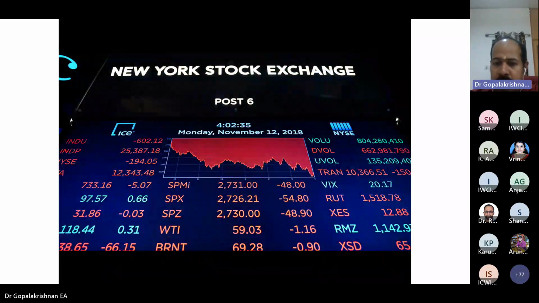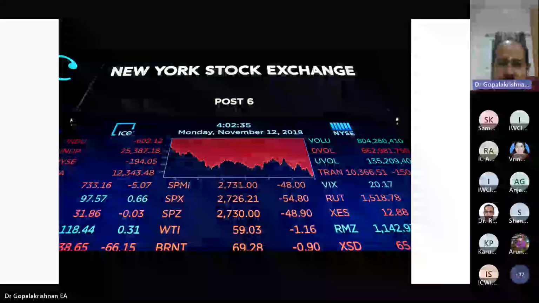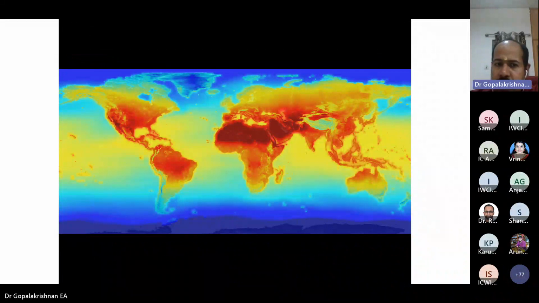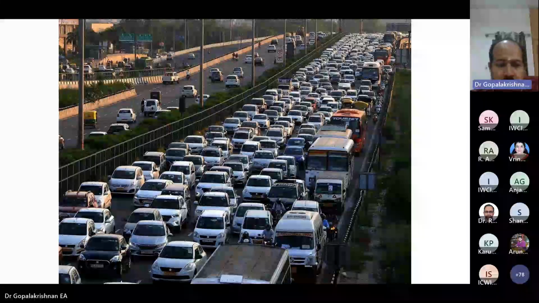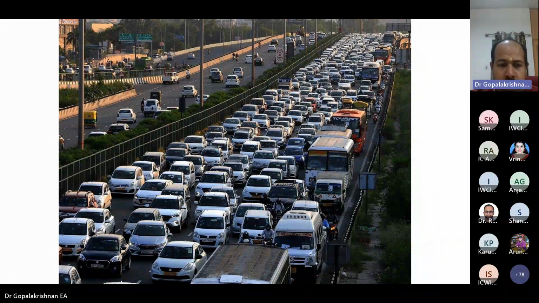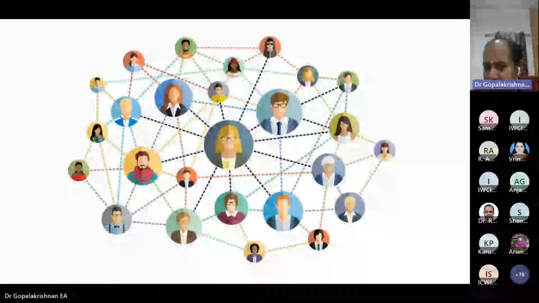Some everyday examples could be a stock market, where many people are interacting with each other. You could see many stock companies interacting, many human beings interacting. Or it could be a climate system. Or it could be traffic in a city. If you want to model the traffic flow in a big city, what is happening? Or it could even be your social media networks.